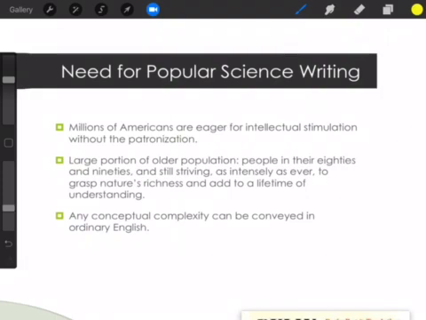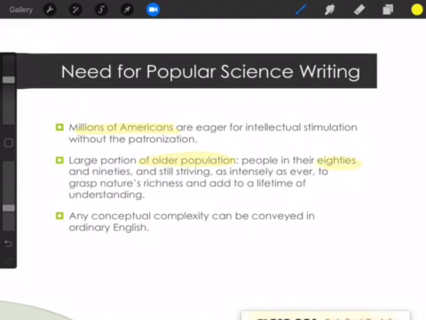So the need is that millions of Americans are eager for intellectual stimulation without patronization. So making sure that they feel comfortable entering into this reading conversation with you as the author, but that they feel like it's their choice, like they're being spoken to at their level, and like it's telling them how this topic is related to their life specifically. Also thinking about the large portions of older populations.